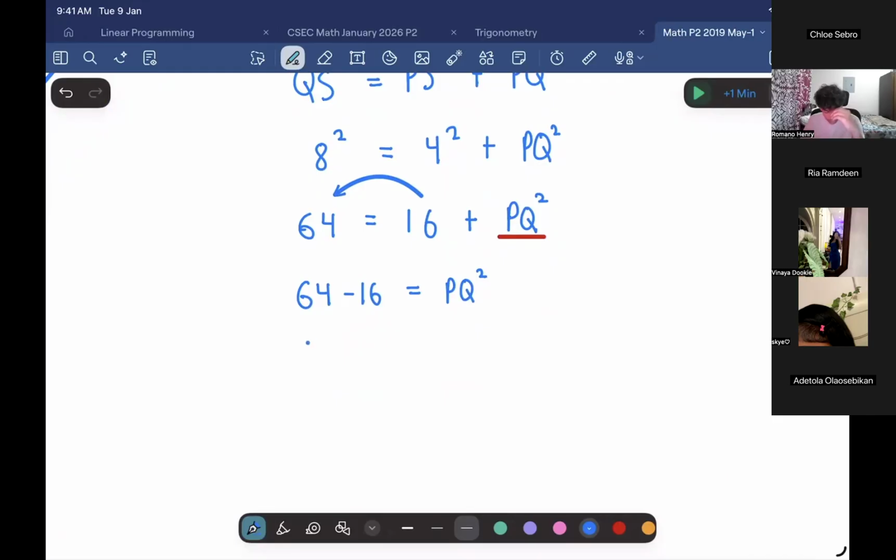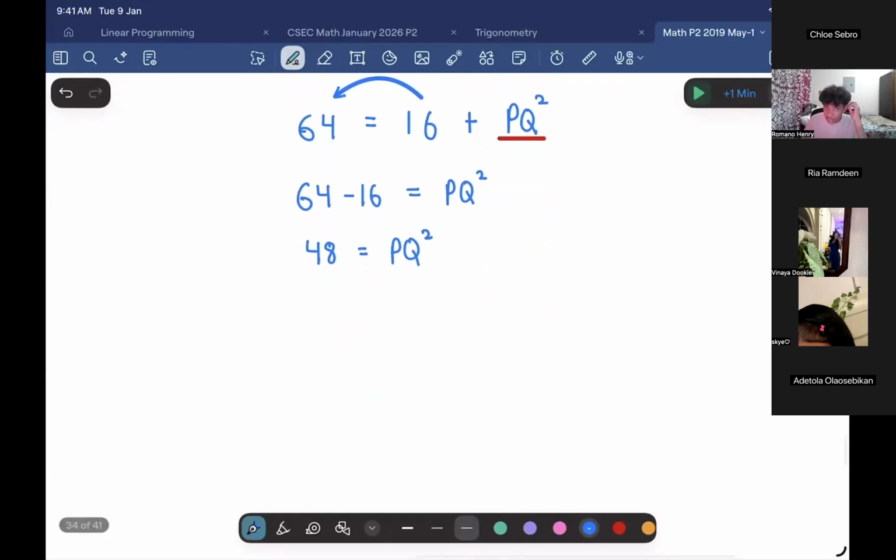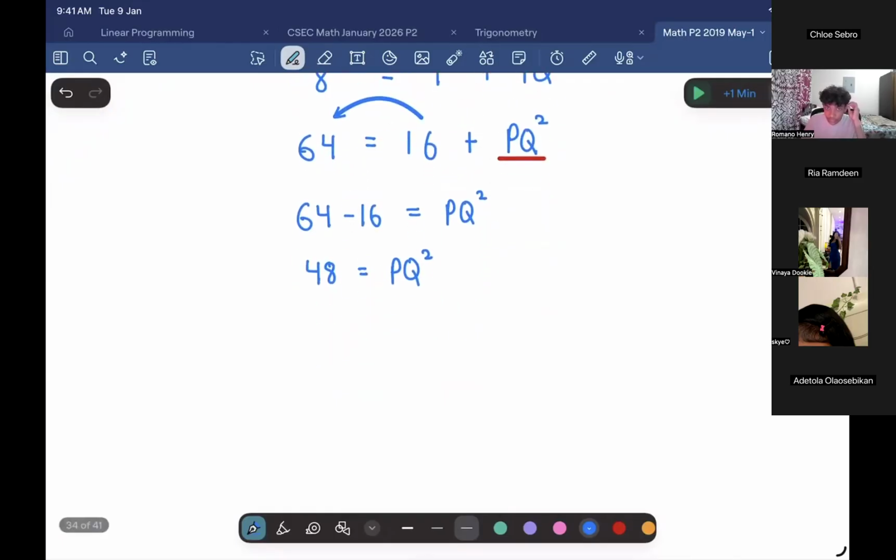Should be 48, 48, sir, right? Okay. And guys, I want to find PQ. Right now I have PQ squared. What would I do on both sides? Divide? Square root, sir. I wouldn't divide, right? I would find the square root.